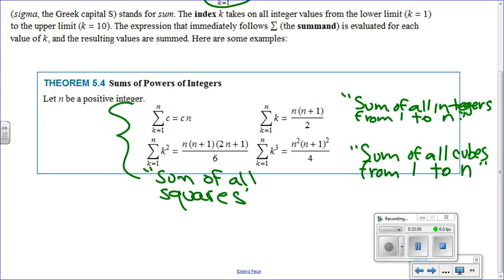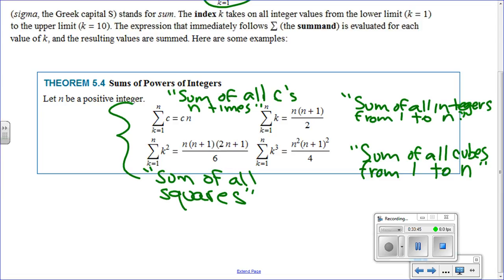And these are very quick ways to calculate sums. What else? And this is going to be the sum of what? That number n times. The sum of all c, n times. Let's say sum of all c's n times. Okay. So now let's go to the next slide.